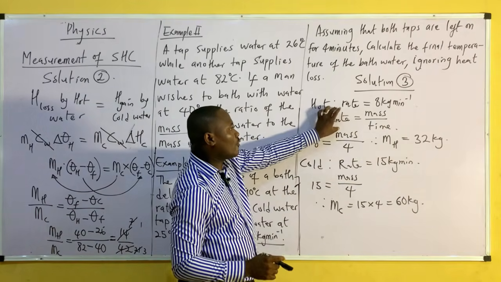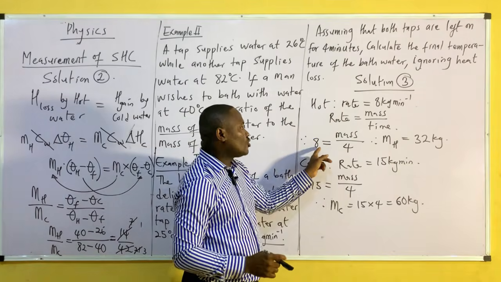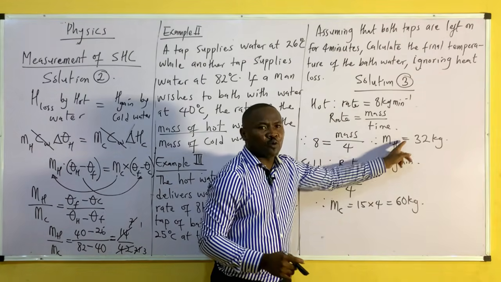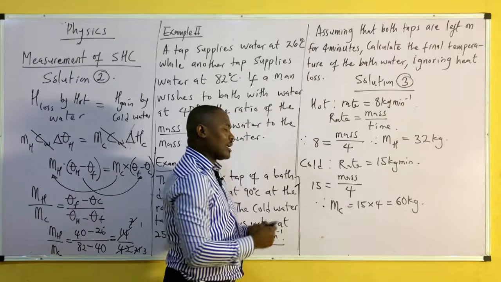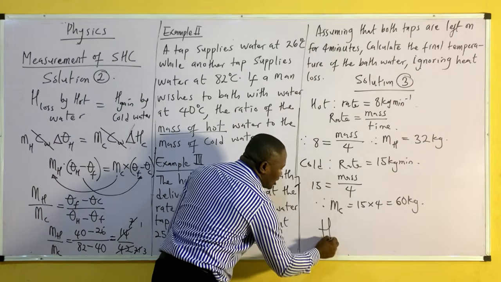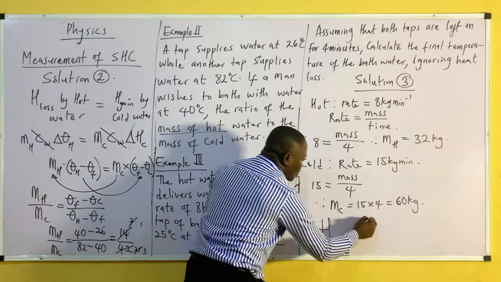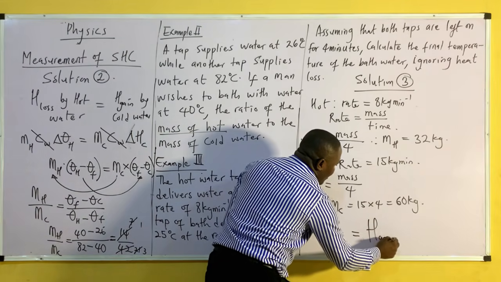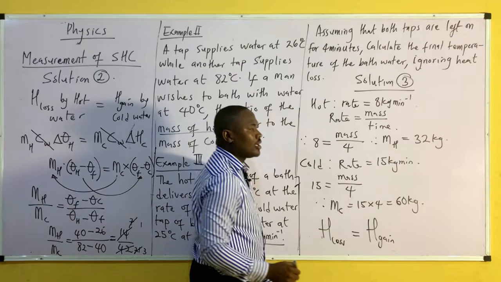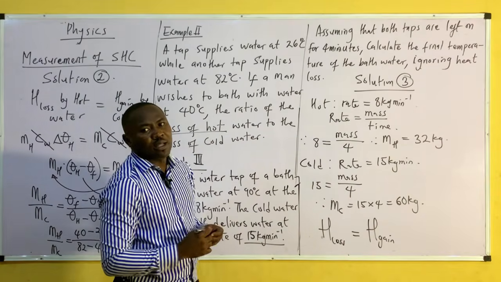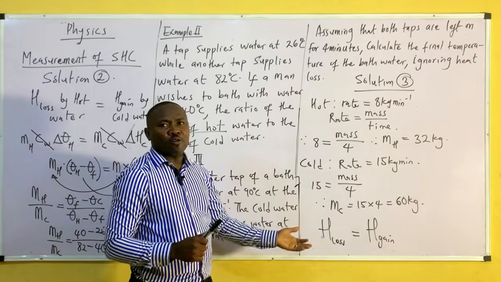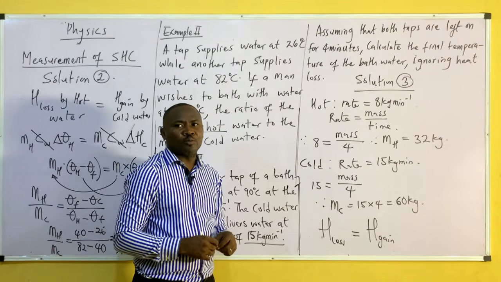So I've used my formula for rate to be able to solve for the mass of hot and the mass of cold. And we'll now come back to heat loss by hot body or hot water equals heat gain by cold water. So from here, we can now apply our normal formula to solve the question properly.